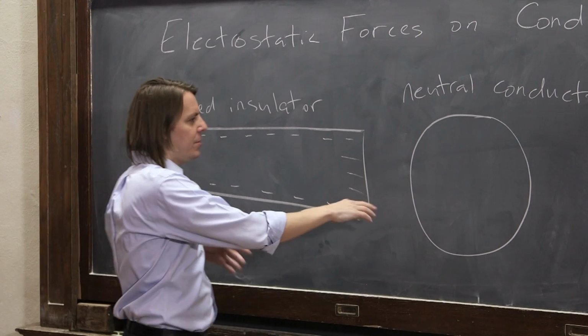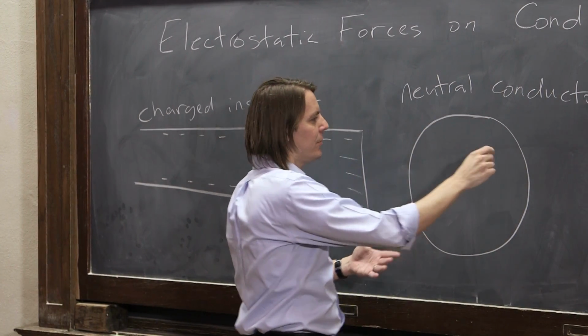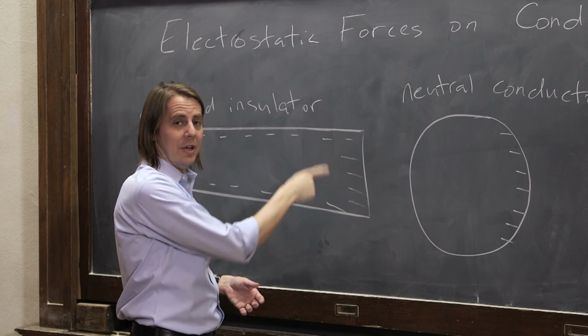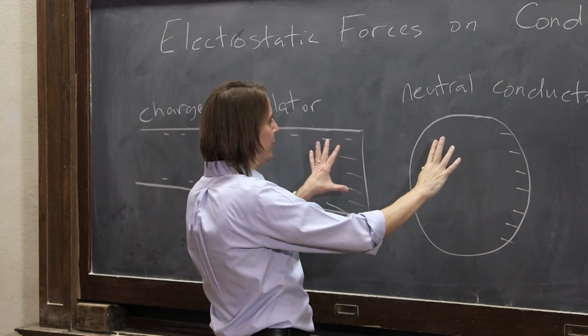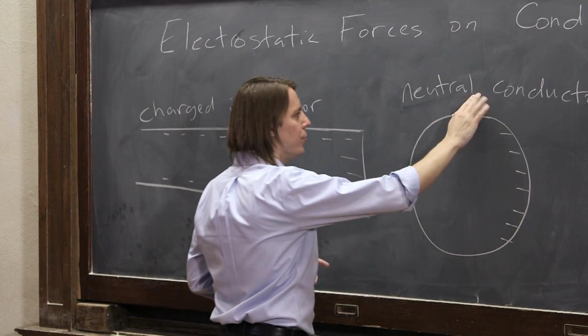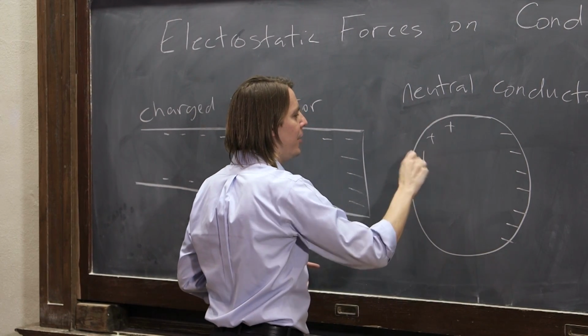So if we have negative charge here, this metallic conductor has free electrons in it. So they want to get as far away from these negative charges as they can. So the free electrons will feel a repulsive force and they'll go to this side. Since it started out neutral, that will leave this side positive.